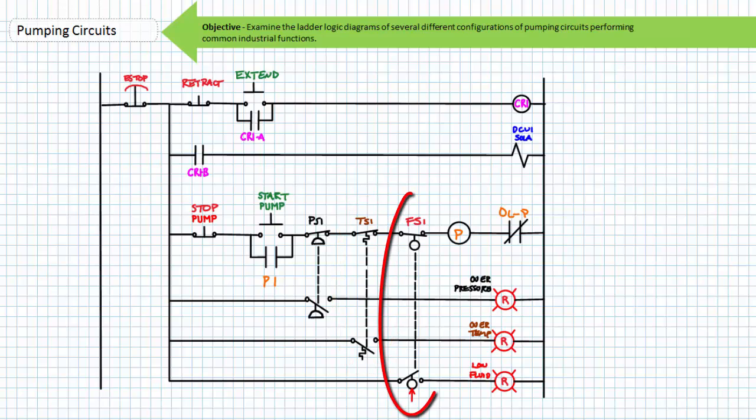Finally, if fluid level drops below the reset value of the float switch, neither side of the switch will be held in the activated state. The normally open side would reopen and de-energize the pump, and the normally closed side would reclose and energize the pilot lamp that says low fluid.